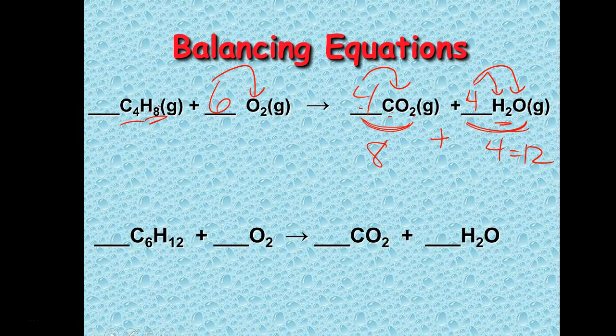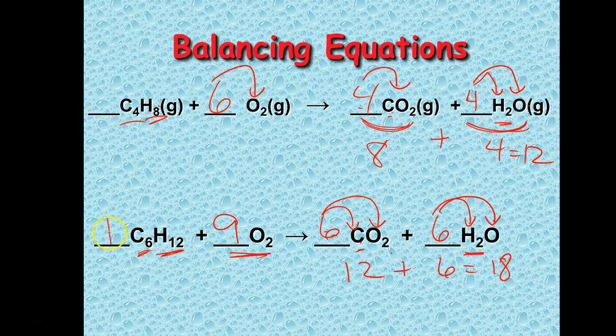You guys can pause the movie, go ahead and do this one, see if you can do it. Okay, 6 carbons, 1 carbon. Put a 6 here. Don't forget, it distributes, 6 times 1. 12 hydrogens, only 2 hydrogens. I'm going to put a 6 here, because 6 times 2 is 12. Then my oxygens. I have 6 times 2 is 12, plus 6 times 1 is 6, for a total of 18. I need to have 18 over here. That means this needs to be a 9. Remember, this is understood to be a 1. Okay?